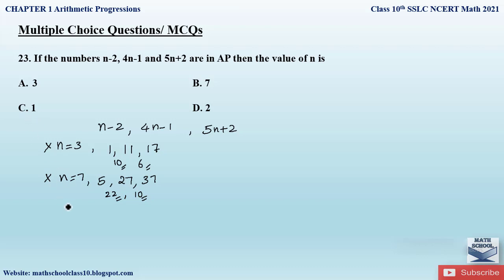Now coming to our option C, let us take n value as equal to 1. So 1 minus 2 is minus 1. 4 into 1 is 4. 4 minus 1 is 3. And 5 into 1 is 5 plus 2 is 7.